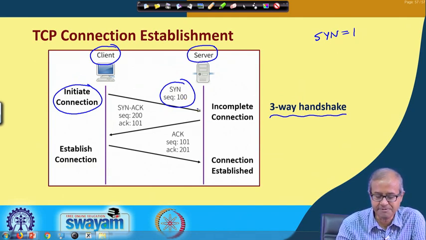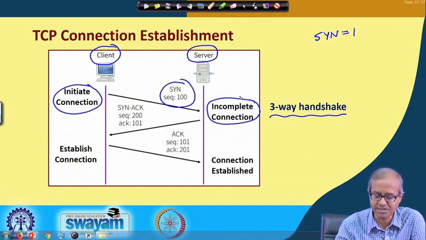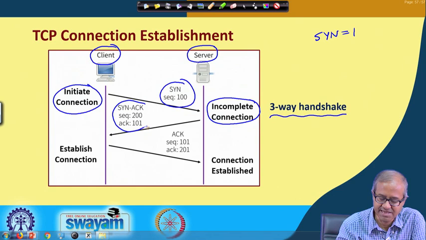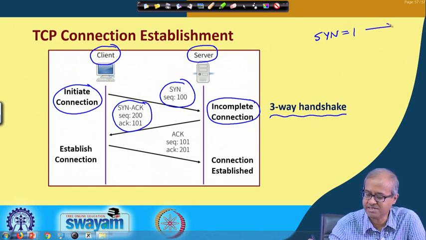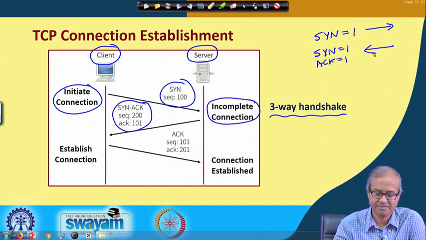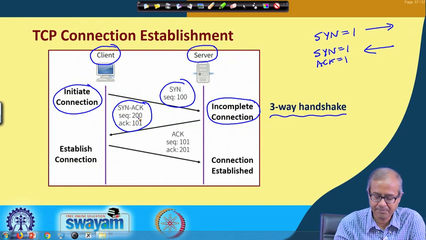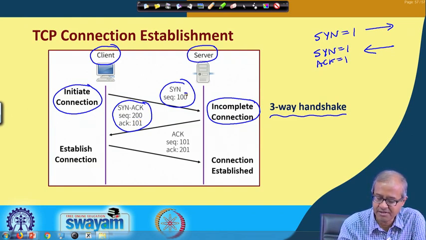So, when the server receives this initiate connection request, the connection is still not complete, this is an incomplete connection. The server responds by sending a SYN ACK packet. So, this is going in this direction. SYN ACK means SYN is 1 and ACK is also 1, both these flags are 1. Here the sequence number from the server to the client side, let us say, is 200, and this seq was 100. So, now this acknowledgement number will be 101, the next one.